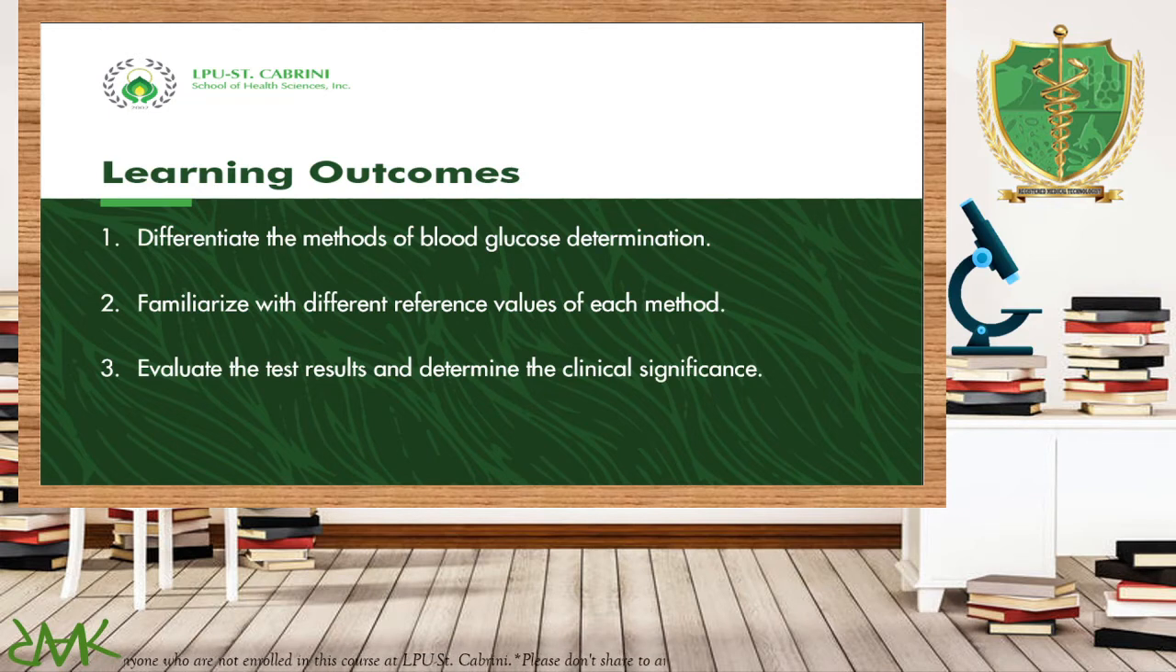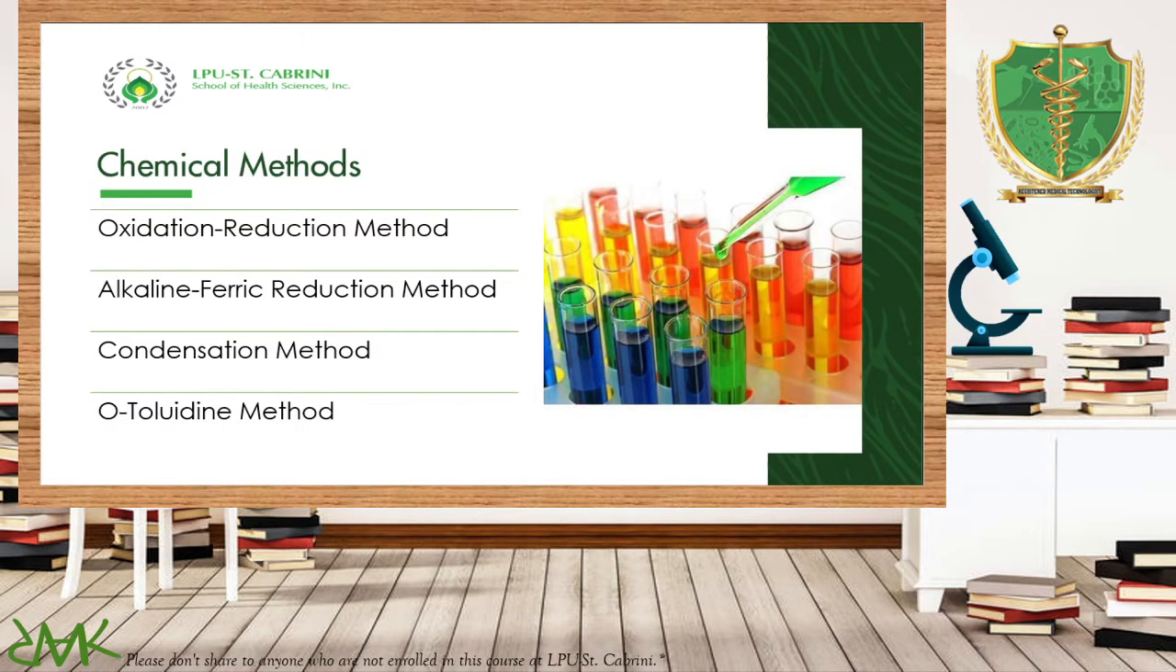As we all know, blood glucose determination is one of the most important tests in the clinical laboratory setting because it will give us an idea of how the body responds to the mechanism or the medication given to patients who are having a problem in the metabolism of glucose. In this lecture, we're going to discuss the principles and how we are going to perform each test. Number one is chemical methods.